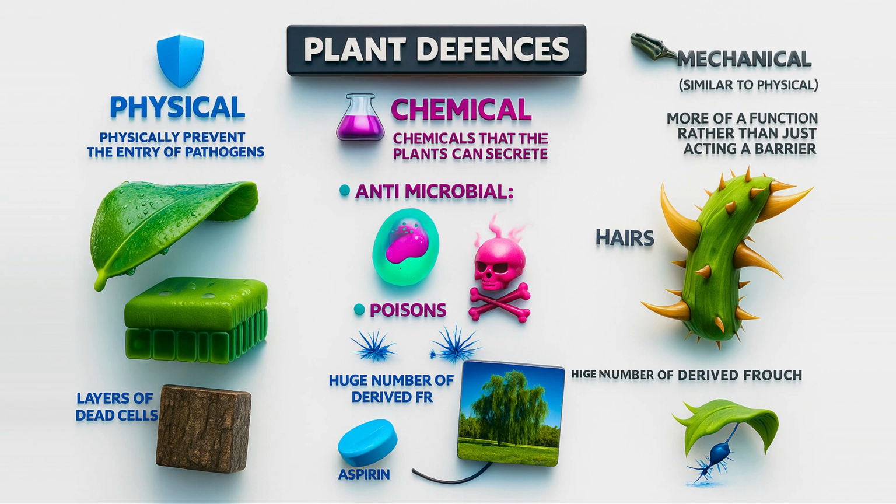Lastly, mechanical defenses include structures or movements that physically deter animals or insects from attacking the plant. These include sharp thorns that make it painful for animals to eat them, tiny hairs on stems or leaves that irritate or prevent insects from landing, and leaves that can curl up or droop when touched by insects, reducing the chance of being eaten or infected. These defenses work together to protect plants from harm and are vital for their survival.